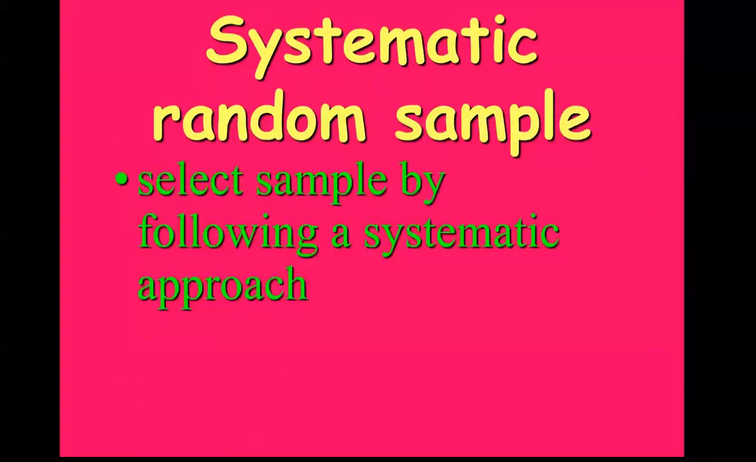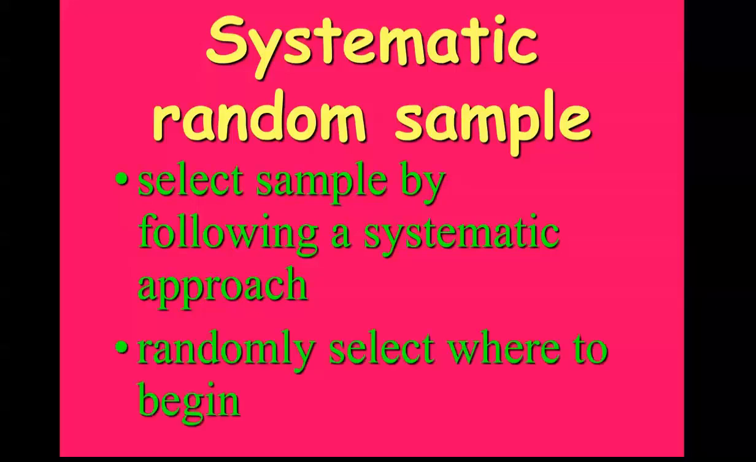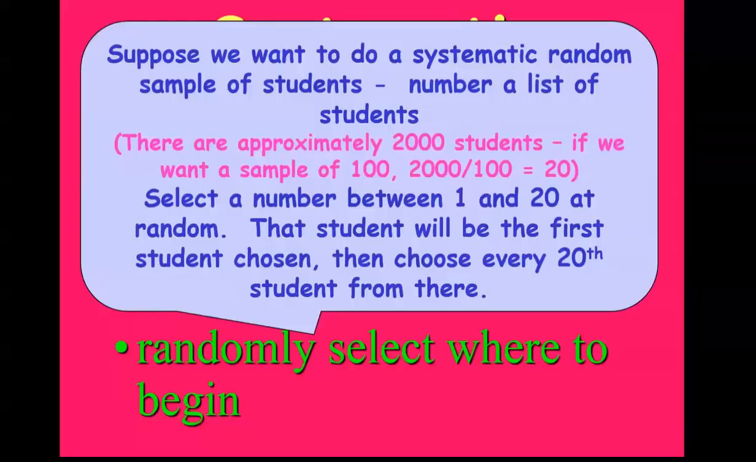Okay, systematic. Another method. Systematic is selecting a sample by following a systematic approach. So that makes a lot of sense. What we do is we randomly select where to begin, and then we add a consistent number on top of that. I'll go through this example in a second, but in a systematic sample, I randomly pick where to start. So every fifth person, and I'm going to add 10 on top of that. So start at 5, and then 5 plus 10 is 15, then 25, and then 35. So I just talk to that particular person at those intervals.